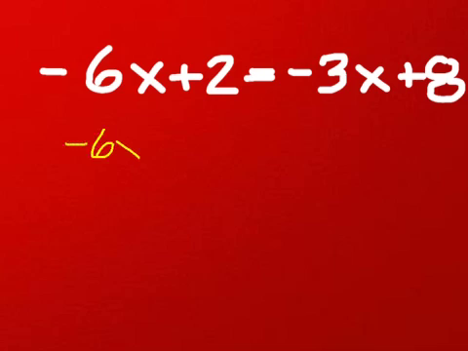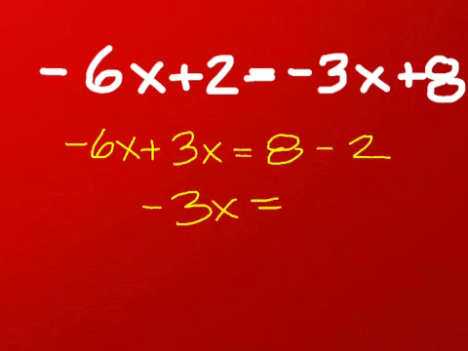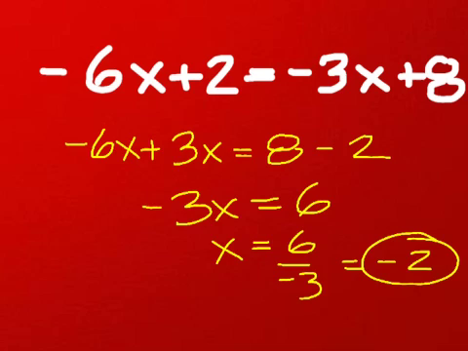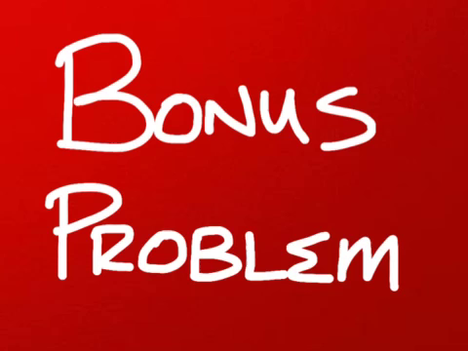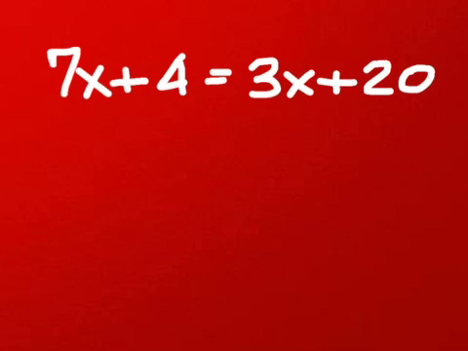This one should be negative 6x plus 3x equals 8 minus 2. That's negative 3x equals 6. Divide by negative 3. Answer is negative 2. Again, the first one gets 10 million, everybody else gets a million. Alright, everybody had that one right. It is 4.